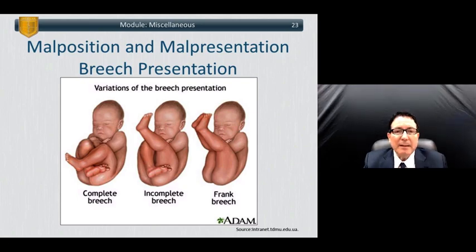Moving on to malposition and malpresentation, breech presentation. These are the varieties of breech presentation. The complete breech on the left here, the incomplete breech, and the frank breech.